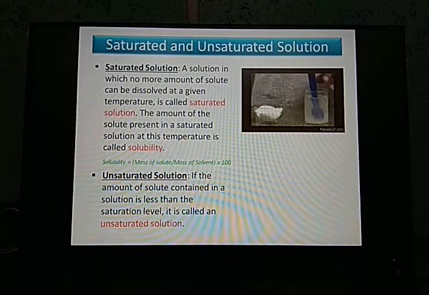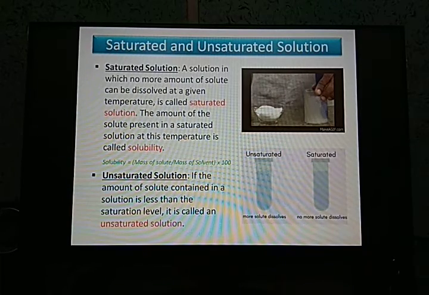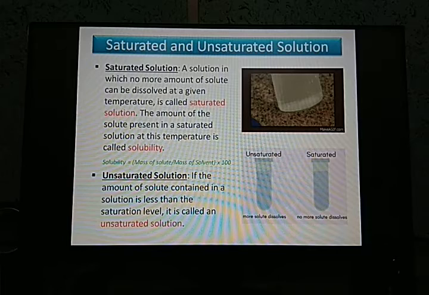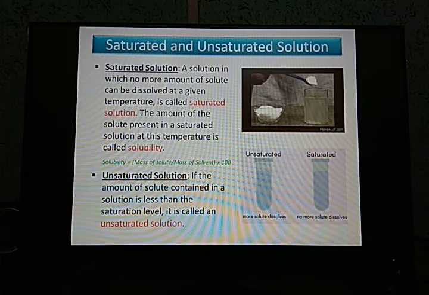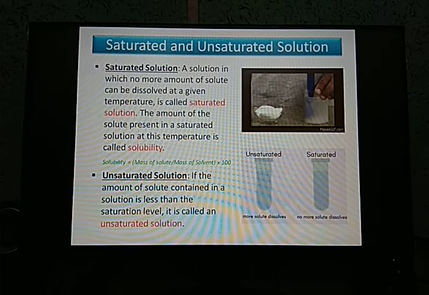So you can see this. In an unsaturated solution, more solute dissolves, and in a saturated solution, no more solute will dissolve. It has reached its maximum limit. No further solute will dissolve in it. If we add more solute to it, what will happen? It will settle down at the bottom. No more mixing will take place.